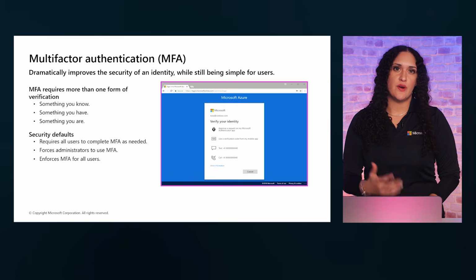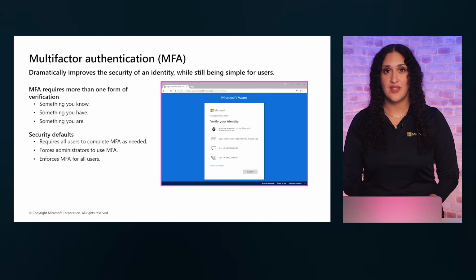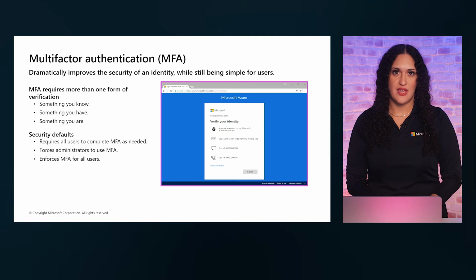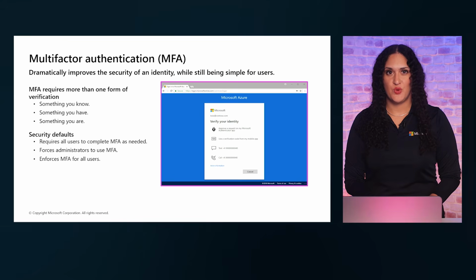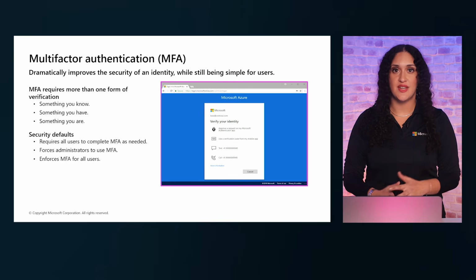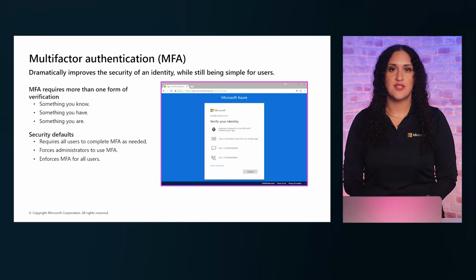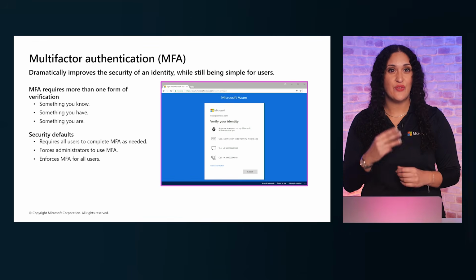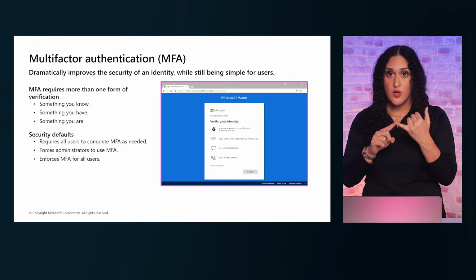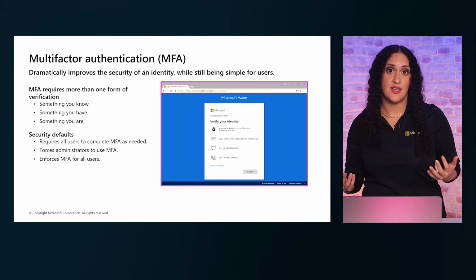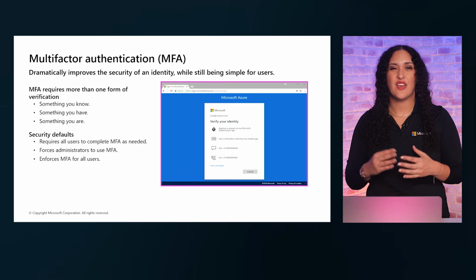Building on the idea of stronger and passwordless sign-in methods, Microsoft Entra ID adds an extra layer of protection through multifactor authentication, often called MFA. MFA dramatically improves security by requiring more than one form of verification during sign-in, instead of relying on just the password. It works by combining at least 2 or even 3 factors, which is something you know, like a password or a PIN, something you have, like a phone or security key, or something you are, like a fingerprint or face scan.